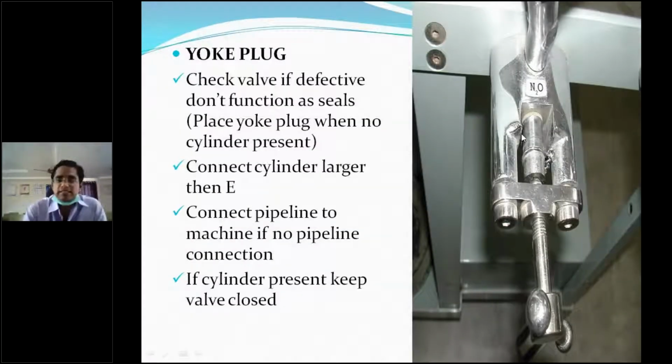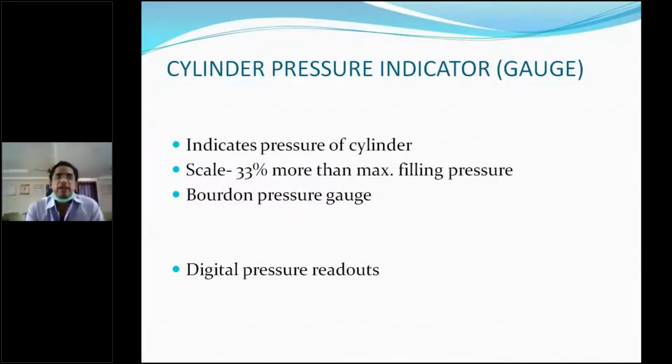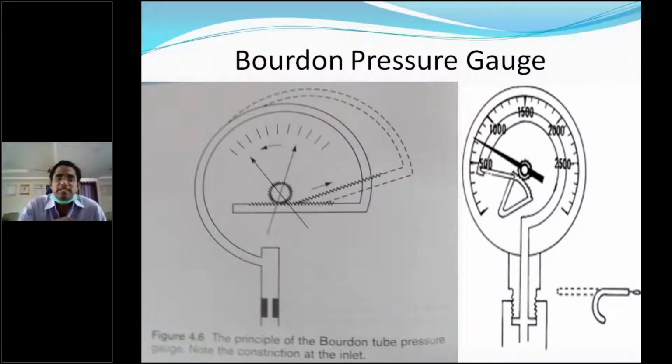As I have told you, this is the yoke plug, and these are the components of the yoke plug. Now we have an important thing, the cylinder pressure indicator. This indicates the pressure in the cylinder. This is the image known as Bourdon's pressure gauge, also known as the pressure gauge indicator.